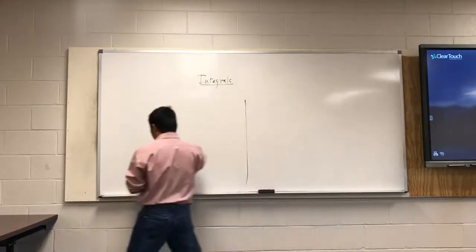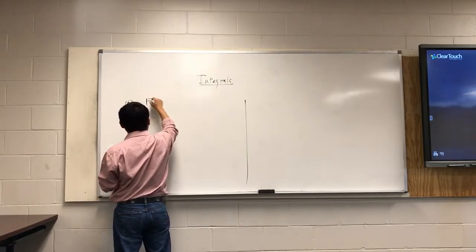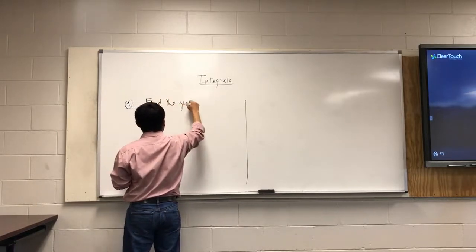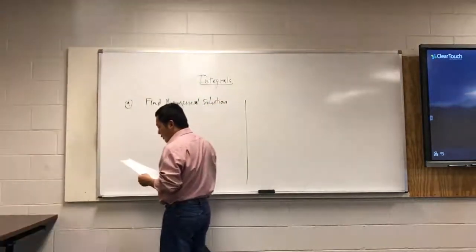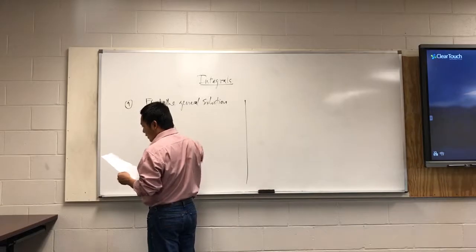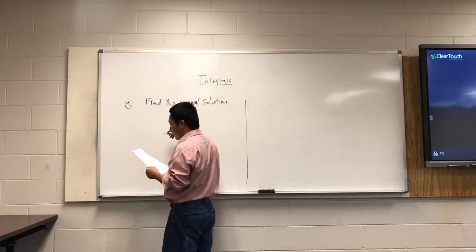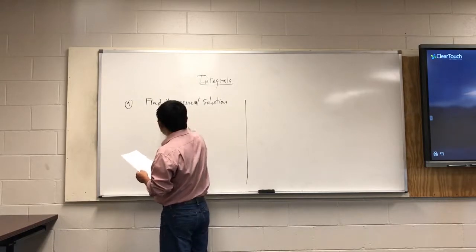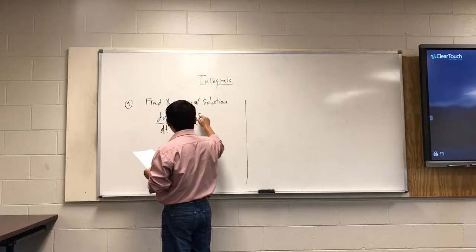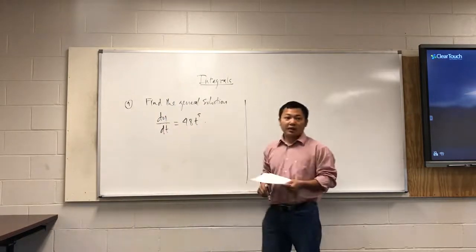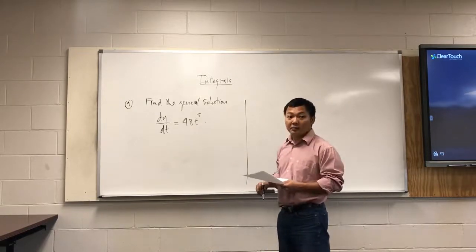The first problem in here is that you need to find a general solution of the following differential equation and check the result by differentiation. So you have dy/dt is 48t to the 5. You need to find y, and then they ask you to check your solution by differentiation.